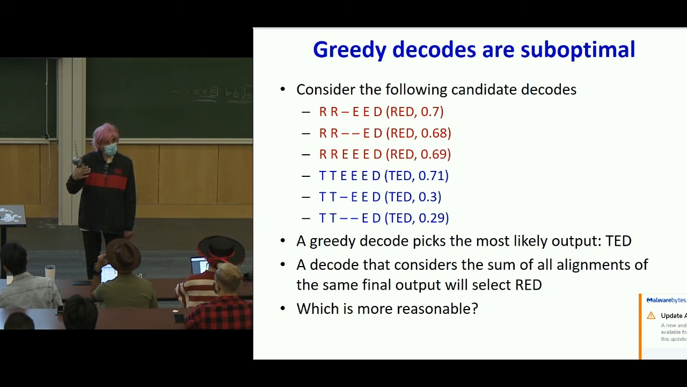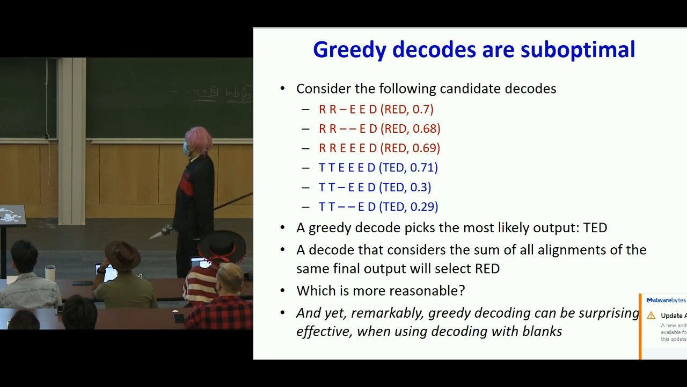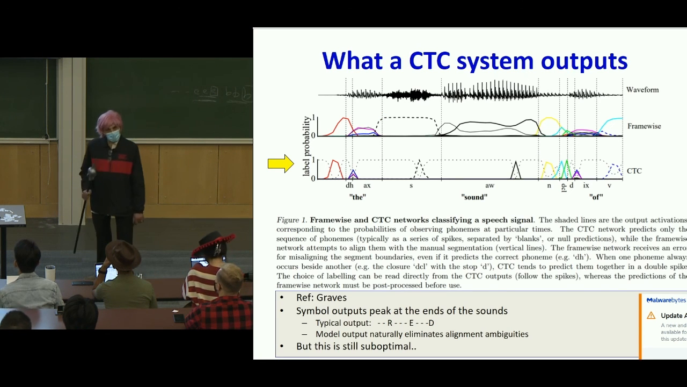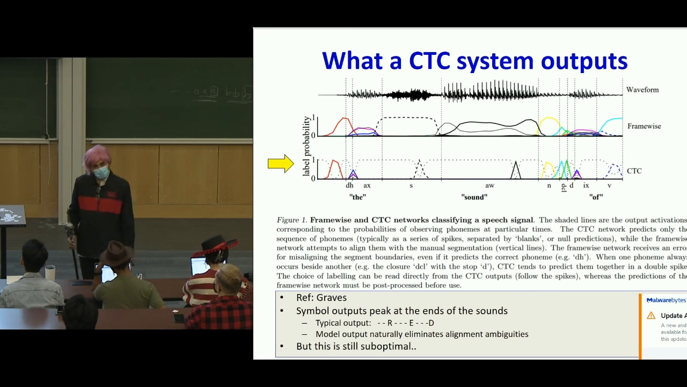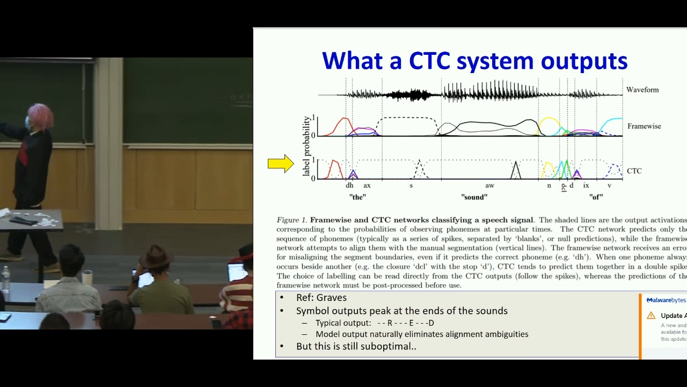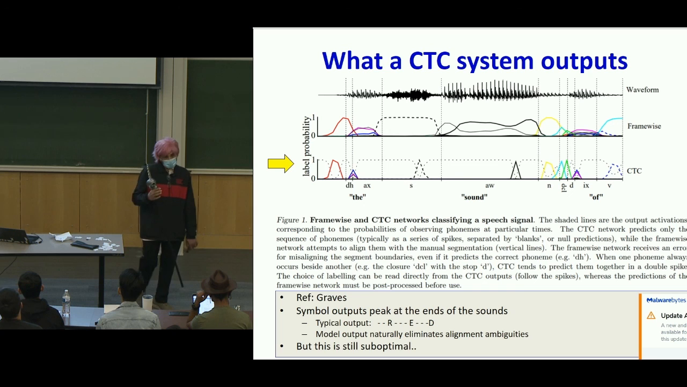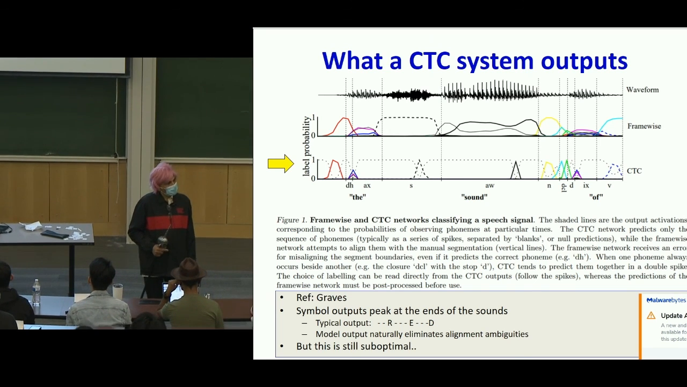Red, right? Because overall, across all possibilities, that is more likely. And a greedy decode is not going to pick that guy. Now, it turns out that greedy decode still does a pretty good job because of the manner in which this entire CTC framework is set up. Because of the introduction of the blank symbol, a greedy decode will give you a pretty good decode most of the time. You could just implement a greedy decode, which is very easy. Just pick the most likely symbol at each time and compress it, and things will work.